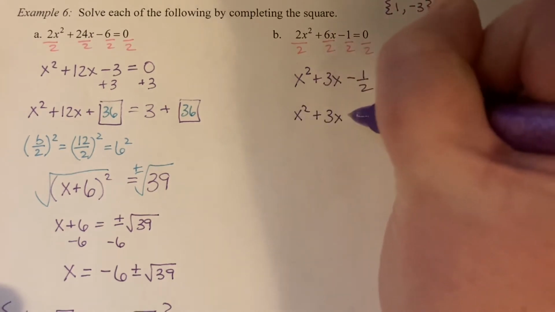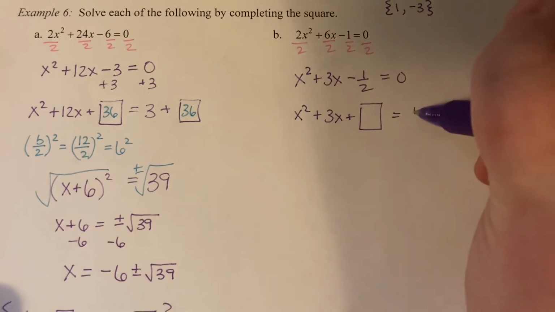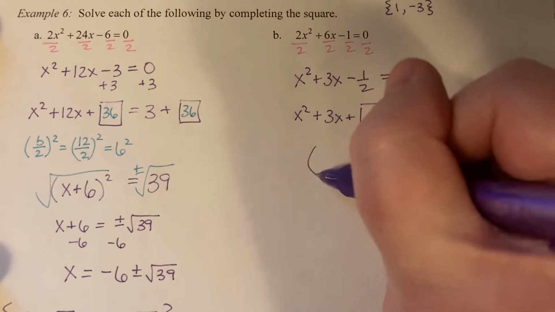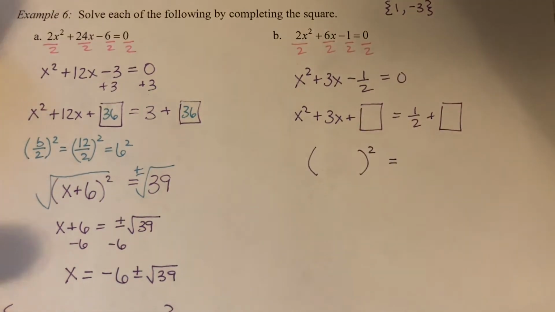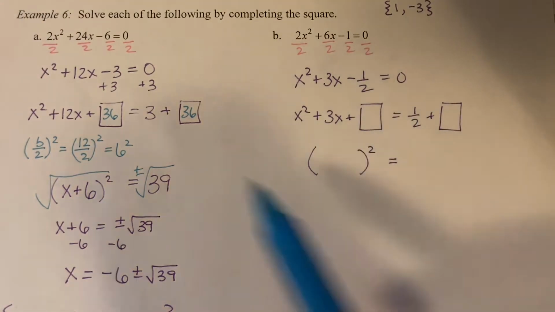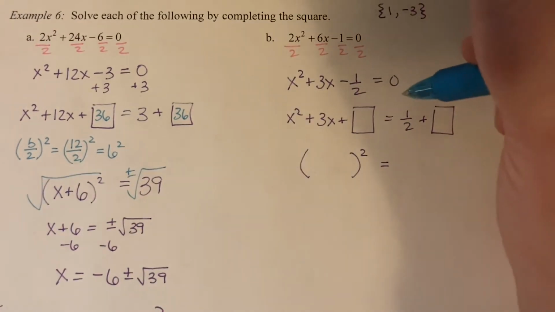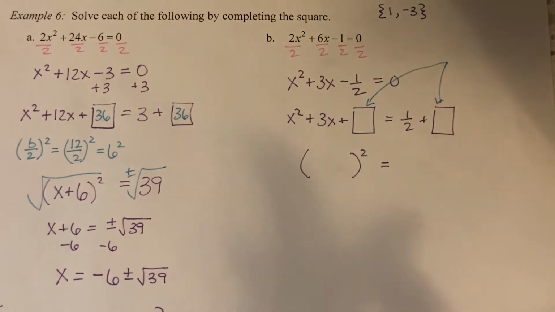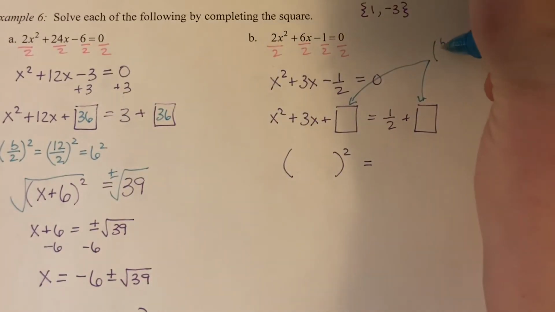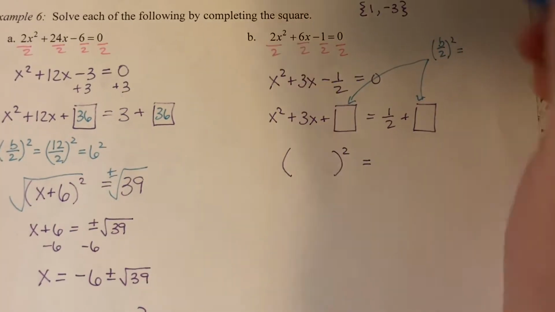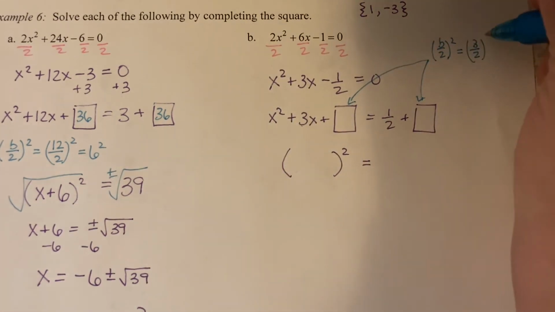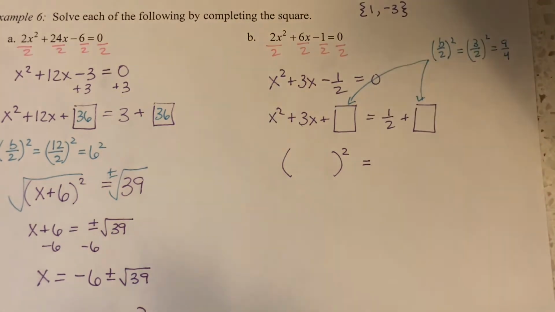x squared plus 3x plus something is 1/2 plus something. I'm going to add something to both sides to make the left side a perfect square. That's the goal. What we have to add, I didn't give myself room like I have been here, I'll just do it over here. What goes in these two blanks is always b divided by 2 quantity squared. So our b is 3. 3 over 2 quantity squared is 9/4.